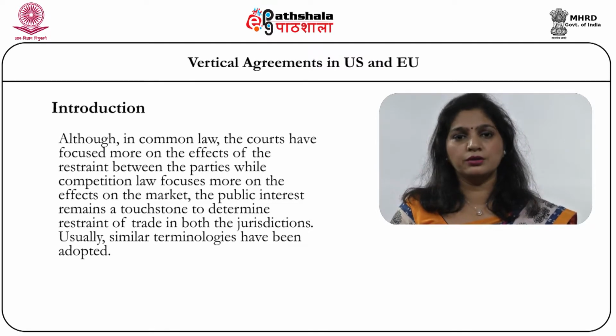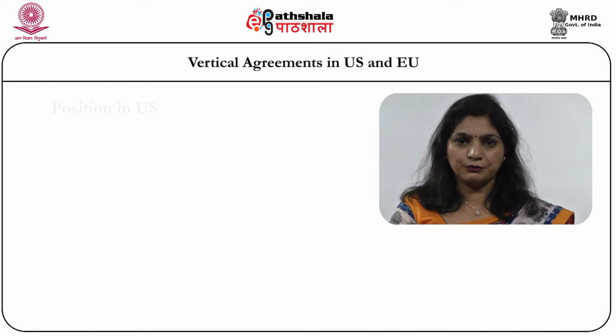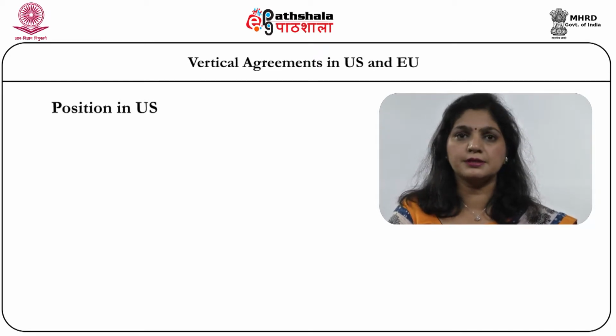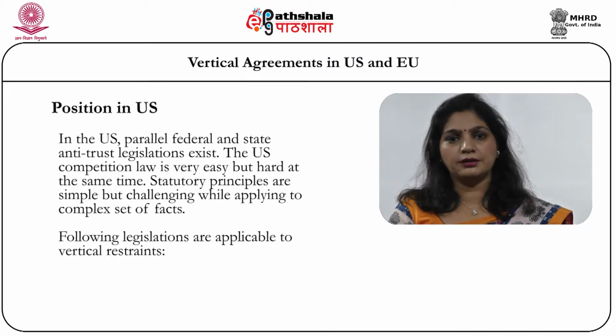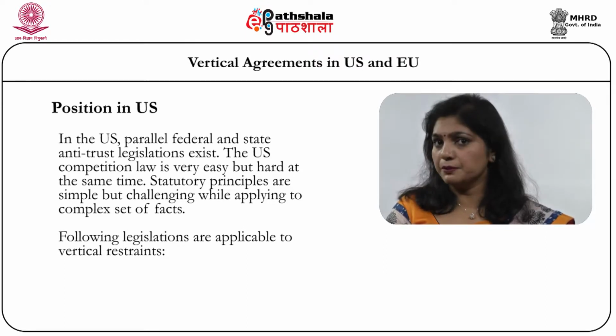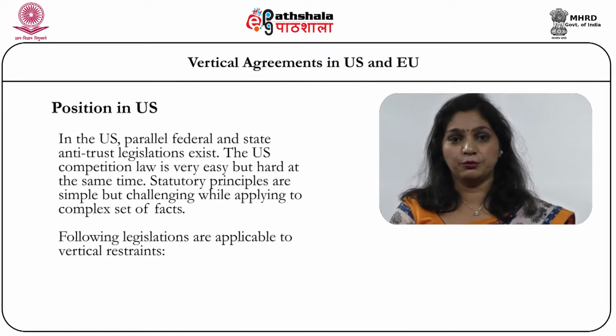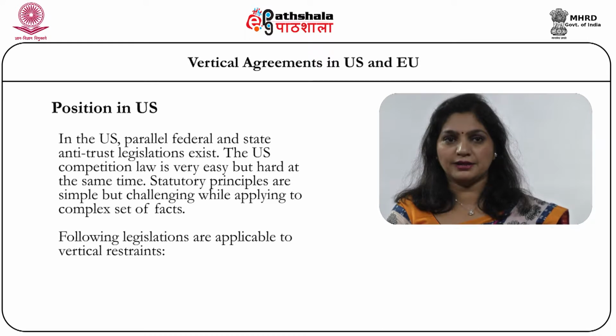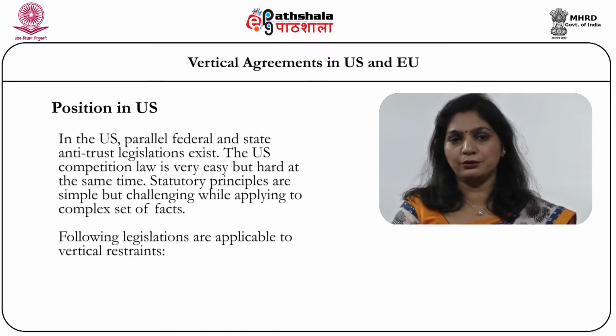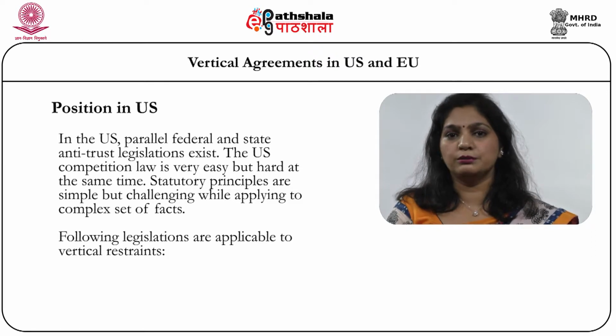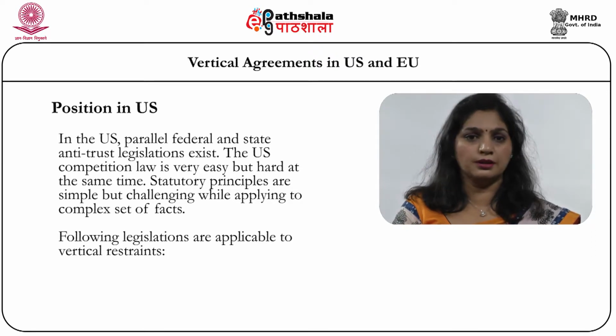Usually, similar terminologies have been adopted. First, we are going to discuss the position as it exists in United States. In the United States, parallel federal as well as state antitrust legislations exist. The United States competition law is very easy but hard at the same time. Statutory principles are simple to say but challenging while applying to complex set of facts. Following legislations are applicable to vertical restraints, as I introduced earlier.